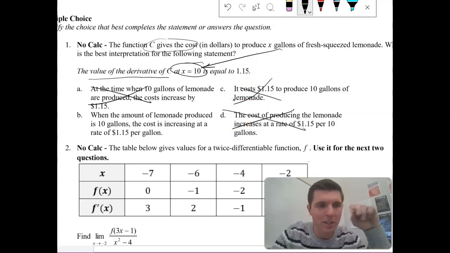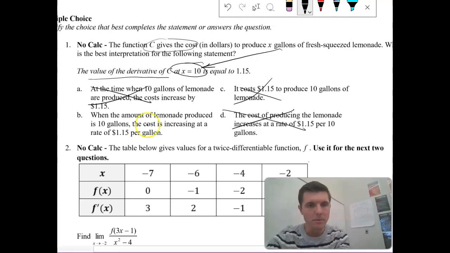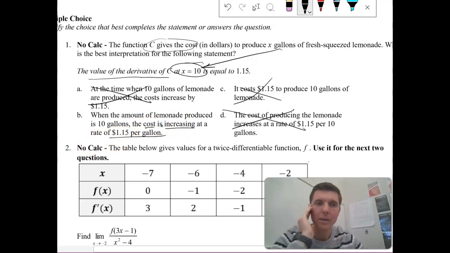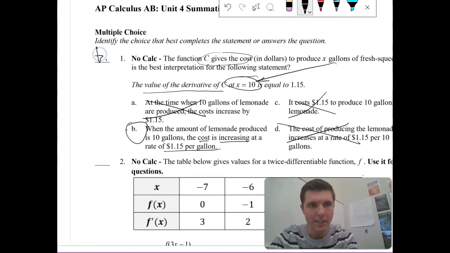The only one that works here is B. When the amount produced is 10 gallons, so we're saying at 10 gallons, the cost is increasing at $1.15 per gallon because it's a derivative of cost. So B was our solution here. That's a tricky one. It looks the most like our sentence stem, so that's probably a hint for you.